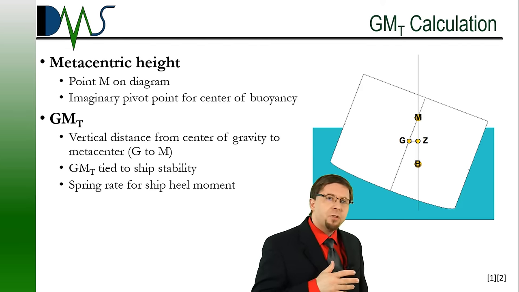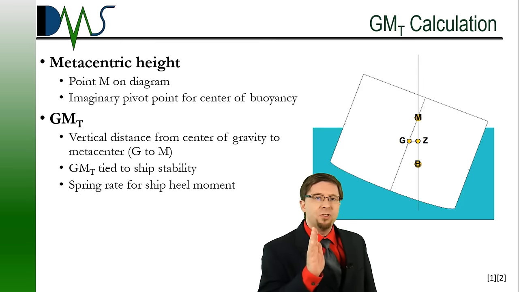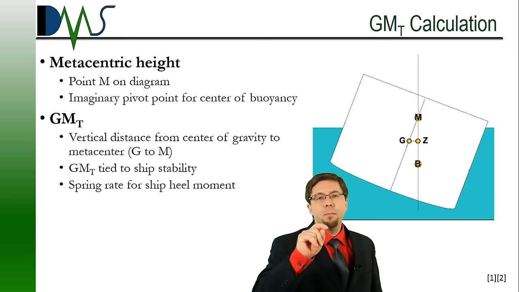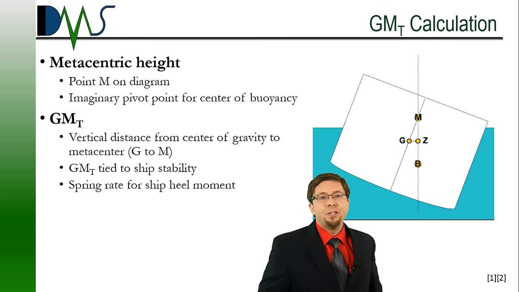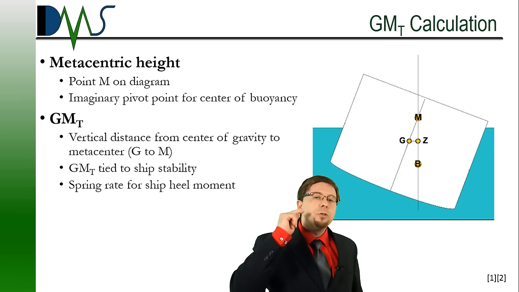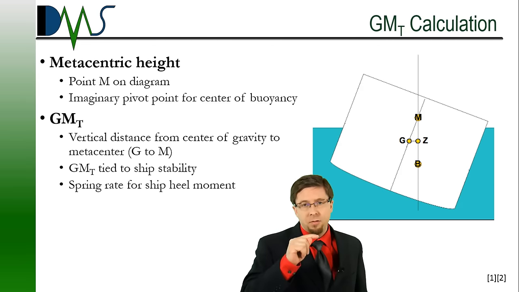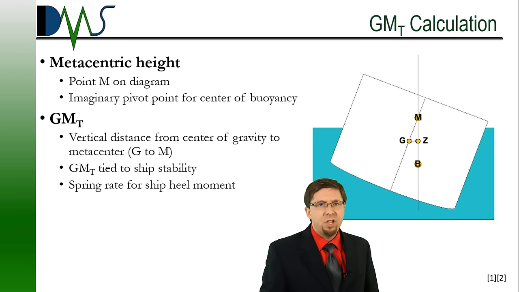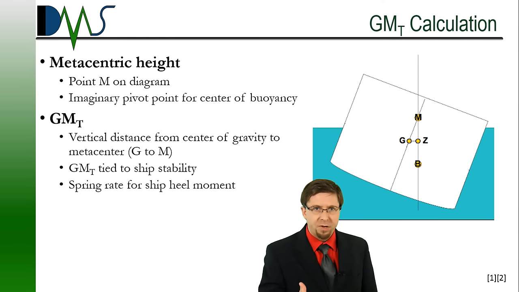If you imagine that center of buoyancy swinging like a pendulum on an imaginary string, the pivot point would be the metacenter. And GMT is the vertical distance from the metacenter to the VCG. That's shown as point G on your figure. So how do we determine the GMT from the incline experiment? Well, first I need to talk about the physical meaning of GMT.